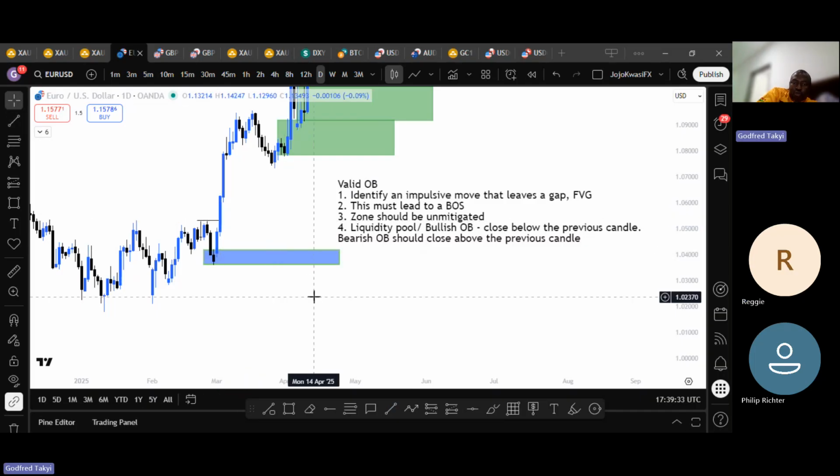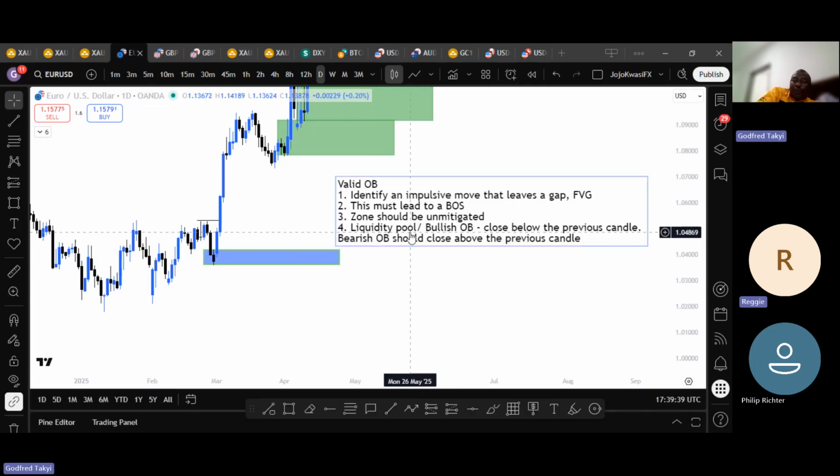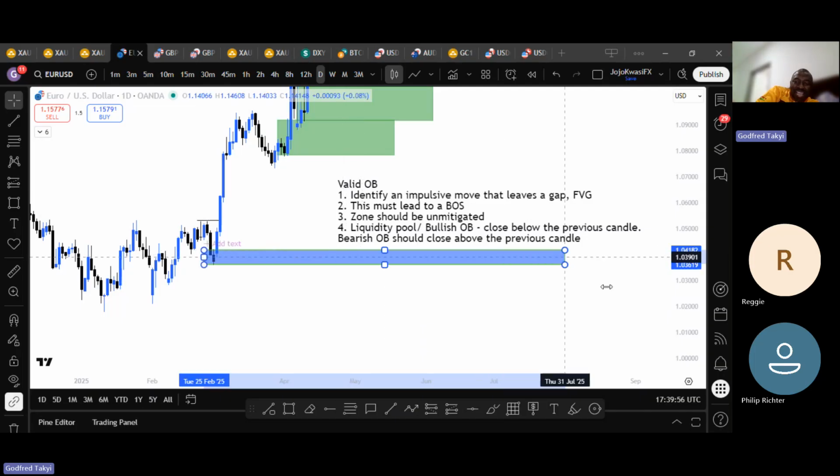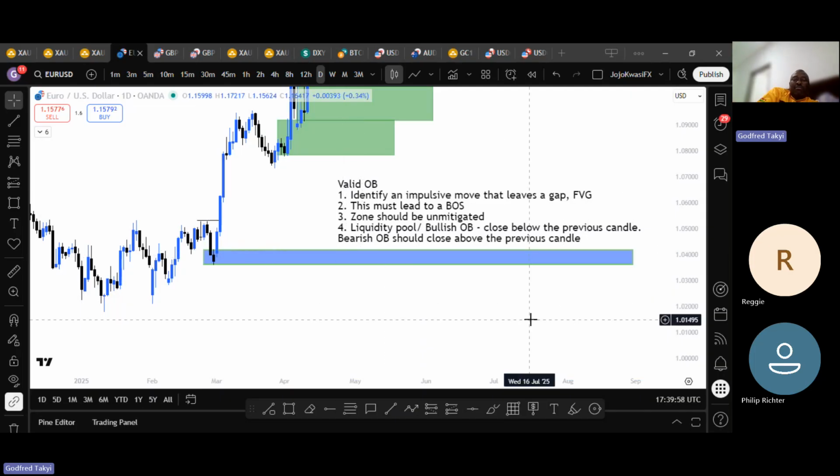So that's two. Second, this zone should be fresh. Is it unmitigated? The zone has not been touched. True. Four, for a bullish order block, it should close below the previous candle. This candle closed below this previous candle. So this is a perfect order block. So anytime price returns here, don't sleep on it.